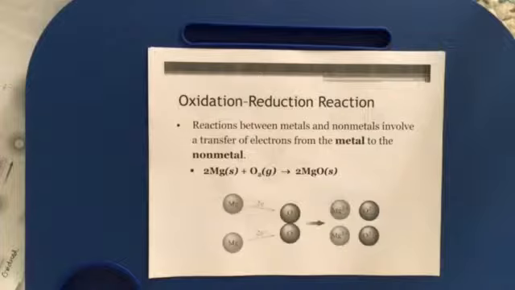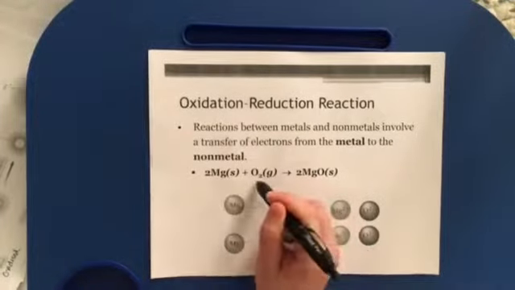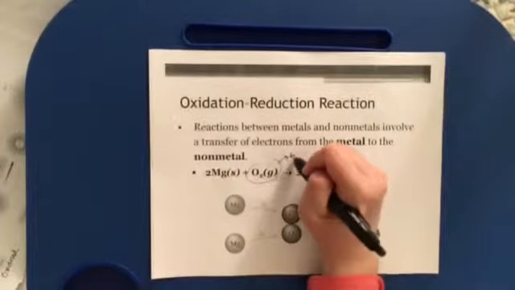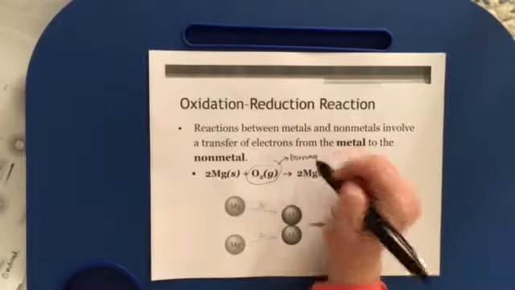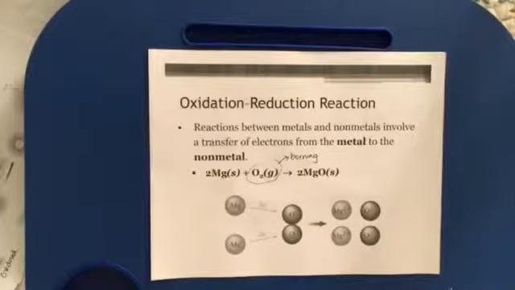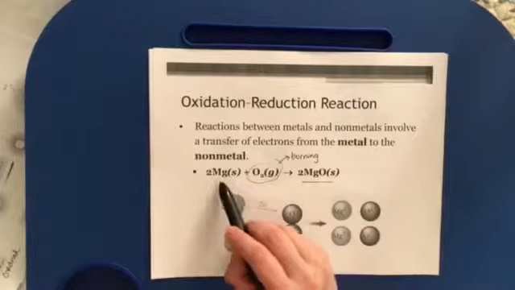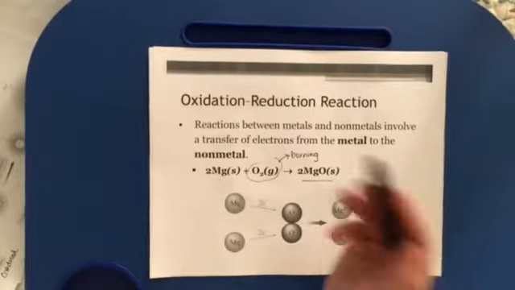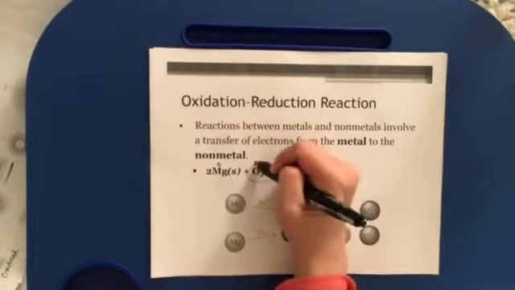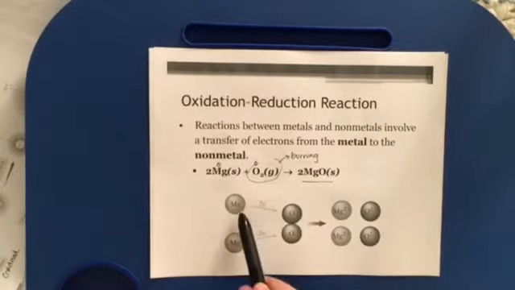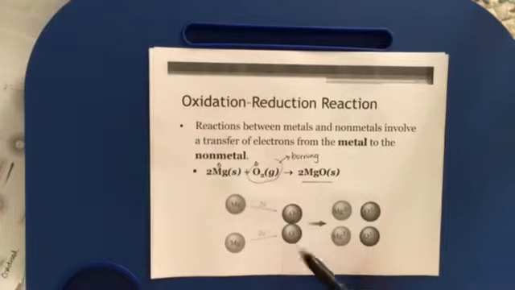Reactions between metals and nonmetals involve a transfer of electrons from the metal to a nonmetal. So here when you have magnesium and oxygen, usually when oxygen is reacted, it means that you're burning something. And so when you burn magnesium, you end up with this substance here. When they're in their elemental forms like this, their charge is 0. They don't have any charge because they're neutral. And so you've got neutral magnesium and neutral oxygen.